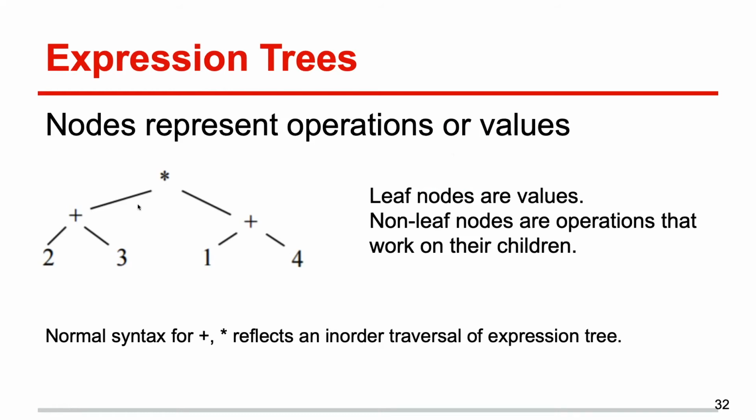binary operators. So it would be like 2 plus 3, right? So we start with the left, 2, and then the operation plus, and then the right subtree 3.